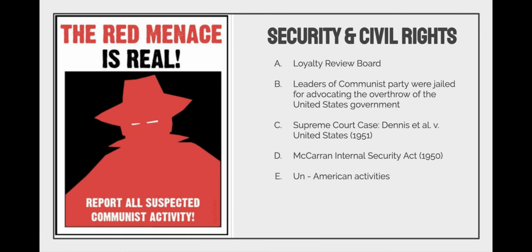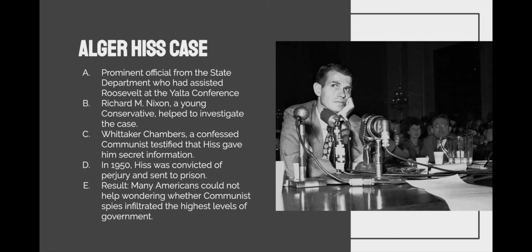Originally, when it was created, it was to find Nazis, fascists, and communists, but they just used the same framework. And the government said, okay, we're going to use this really strictly after World War II to focus on communists. So during this time period, American liberties and civil rights are being threatened. That is something that you need to be aware of.